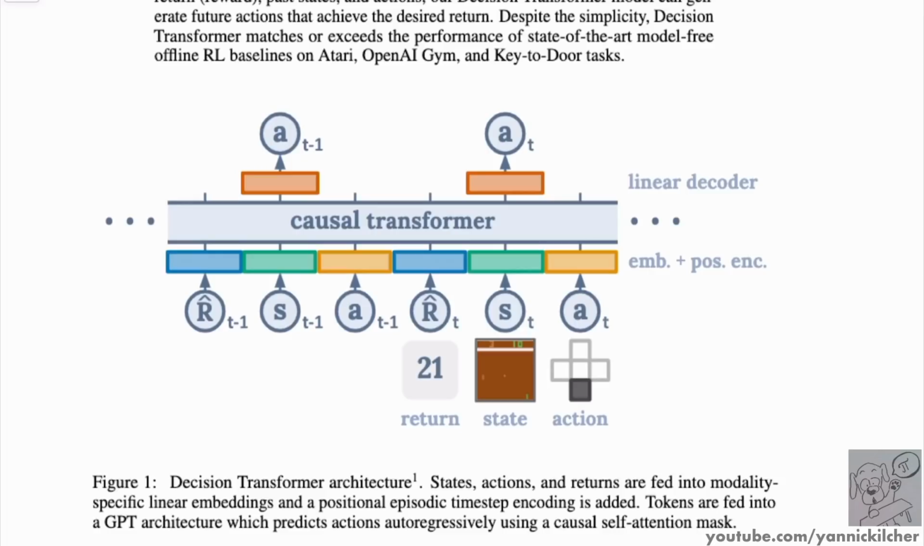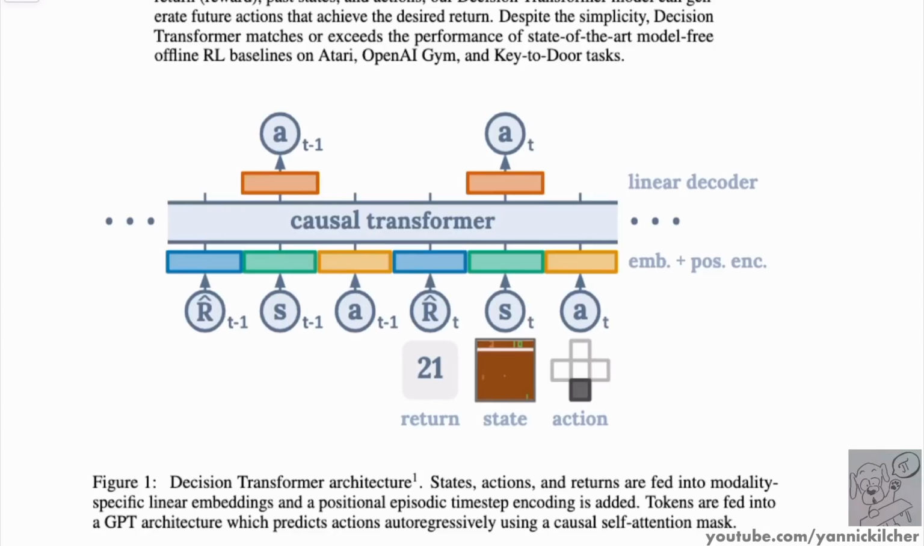And through that, they're able to achieve some pretty compelling results in the things they test. At least they're able to keep up and be on par with the current best frameworks for doing offline reinforcement learning. So we're going to look at this paper and at what it does in terms of sequence modeling and how this looks.